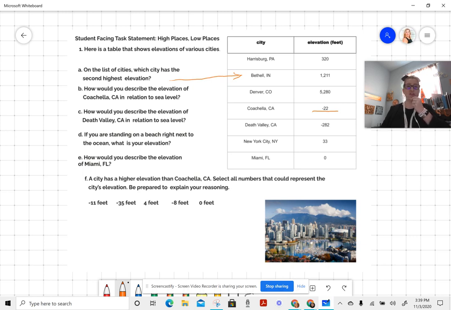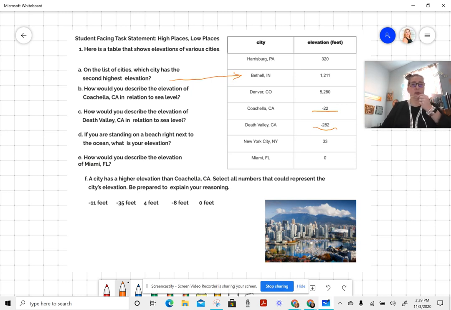C says, how would you describe the elevation of Death Valley, California in relationship to sea level? So Death Valley, goodness gracious, it's negative 282 elevation. That means it is 282 feet below sea level.